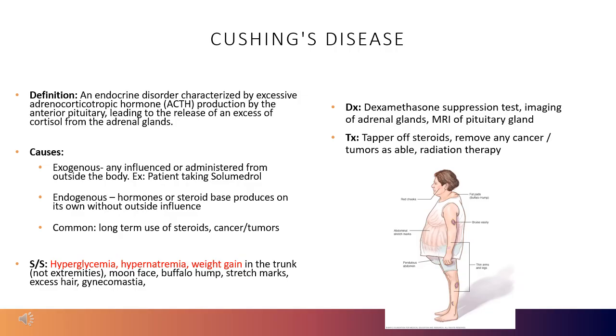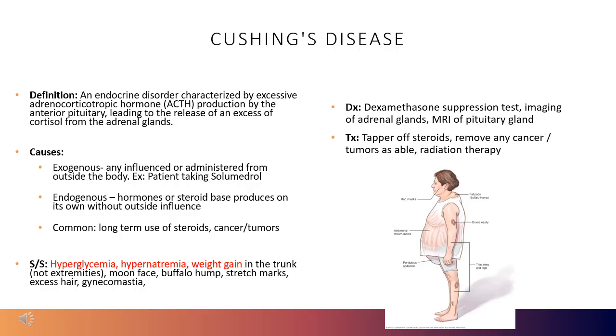And then their skin will start to become really thin and fragile, and they'll start having purple stretch marks. They might bruise easily. They're going to have poor wound healing. We might see some high blood sugar, high sodium levels, so hypernatremia. They could have muscle weakness, excess hair growth, and then they might have gynecomastia in men just because that cortisol is going to affect your sex hormone balance as well.